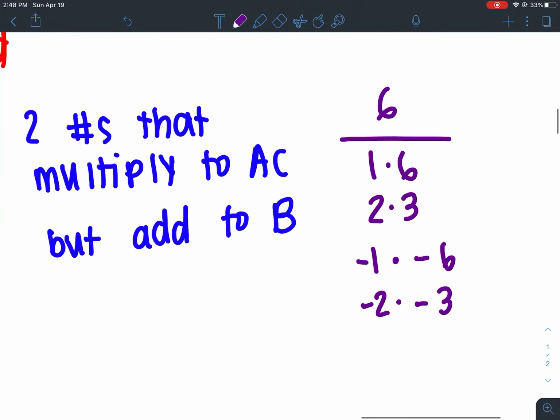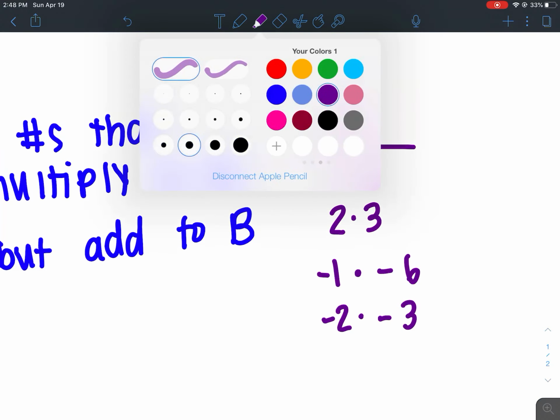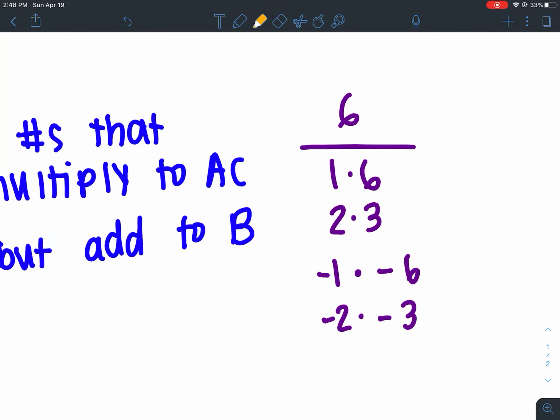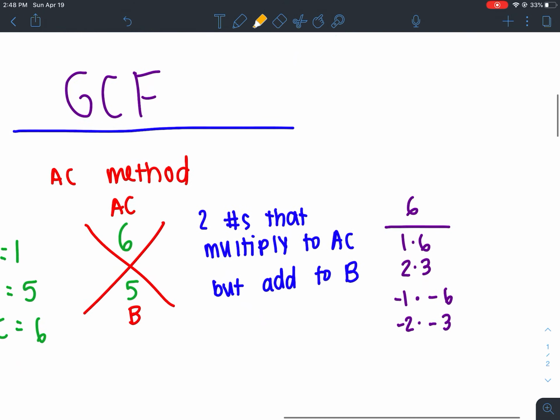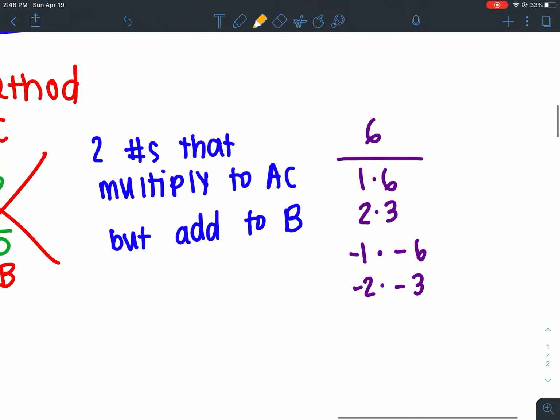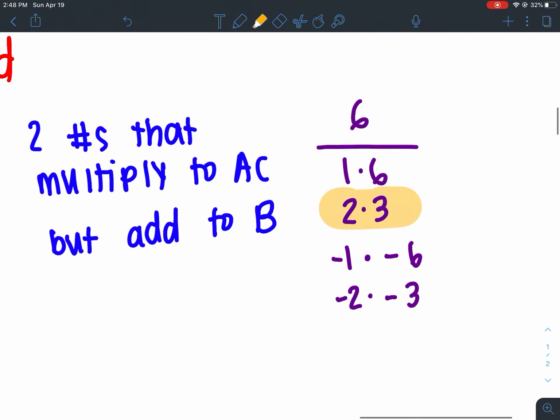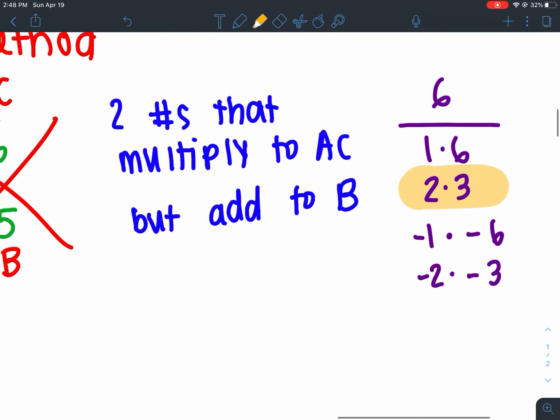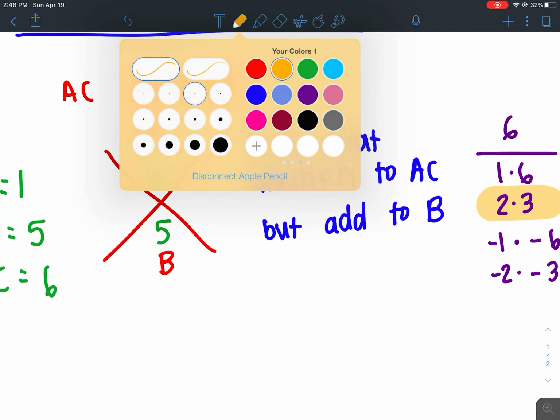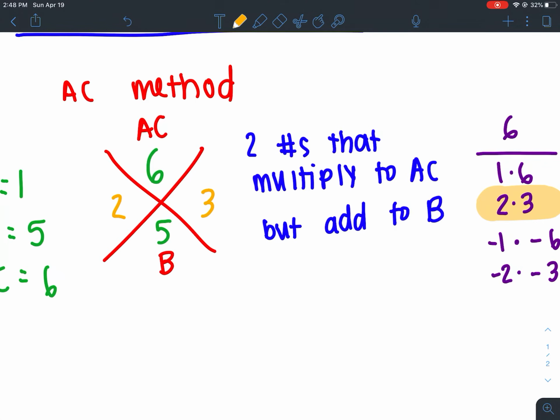All right, so we've got to find a combination of these. Which one of these has a combination that would add up to 5? Okay, remember, we're listing out the numbers of AC. So AC in this case is 6. I want 2 numbers that are going to add to 5. I want them to add to B. And I notice that 2 plus 3 would give me 5. 1 plus 6 would give me 7, negative 1 plus negative 6 is negative 7, and negative 2 plus negative 3 is negative 5. So the only combination that works is 2 and 3. 2 times 3 is 6, 2 plus 3 is 5.